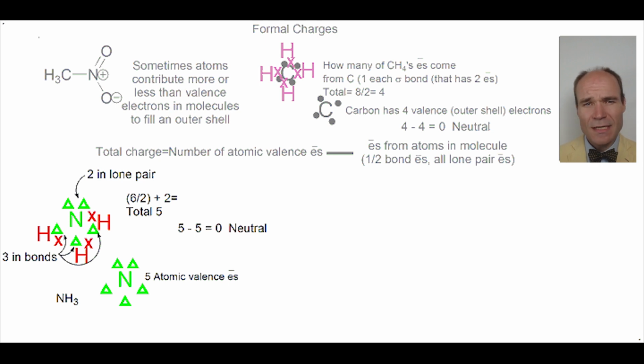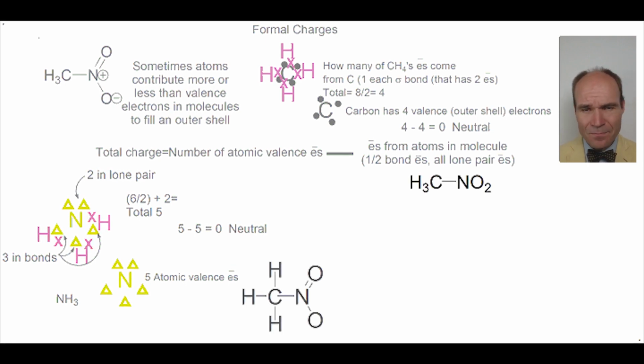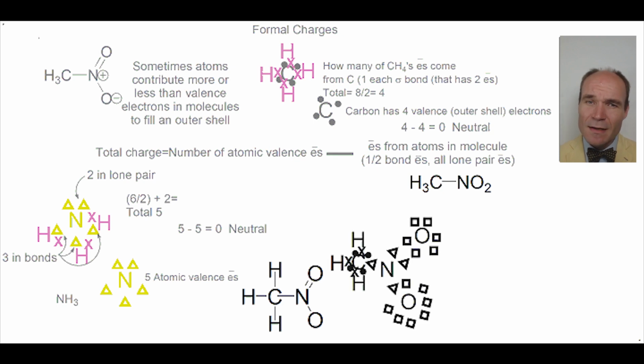Let's take a look at an example with a formal charge. We know one already. It's nitromethane. Here is the nitromethane Lewis structure. First thing to notice is the carbon is very similar to the carbon we found in methane, and so we're not going to focus on it. Let's take a look at the nitrogen.